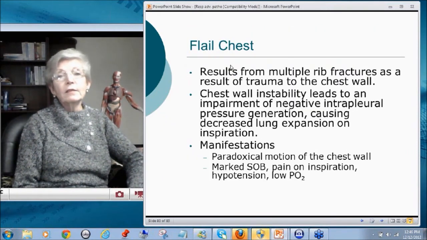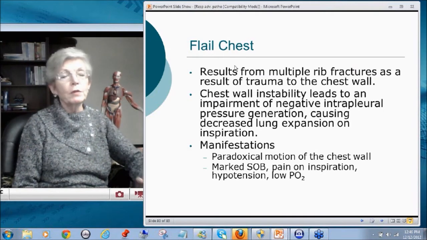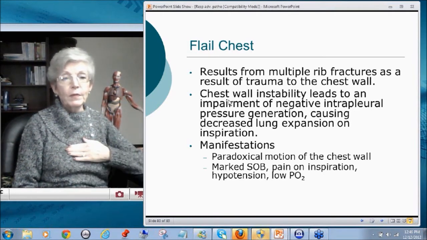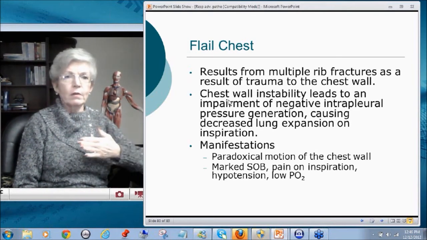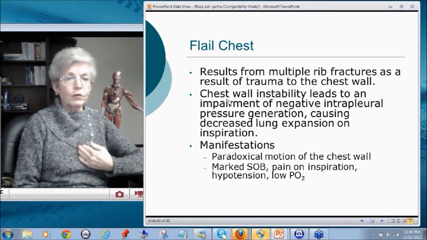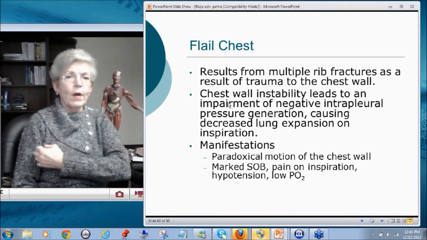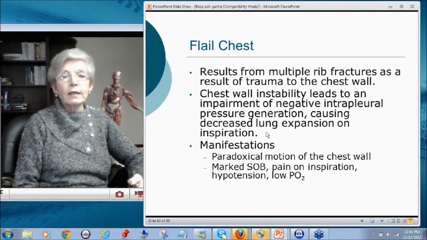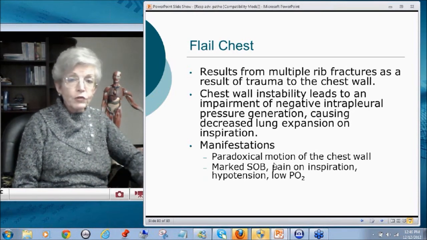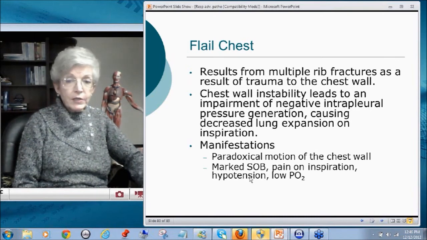A flail chest results from multiple rib fractures from trauma, and it leads to chest wall instability. And there's multiple breaks. So, for example, one rib may be broken in 3 places, so there's no connection between the sternum, for example, and the breakaway out laterally. It's because it's multiple breaks. So you get very decreased lung expansion and paradoxical motion of the chest wall, marked shortness of breath, pain, hypotension, hypoxia, etc.